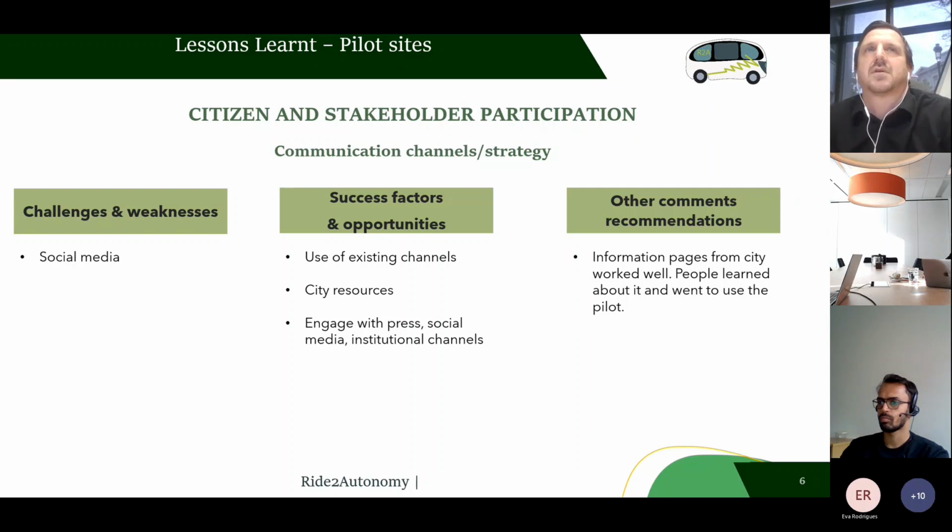Communication channels, social media. There was mentioned somewhere else that if people don't use it, that can be a challenge, and also just to stay at the top of it. Using existing channels seemed very successful, city resources, and engaging with the press, social media, institutional. So overall, it seemed like using existing channels and working within city channels worked really well.